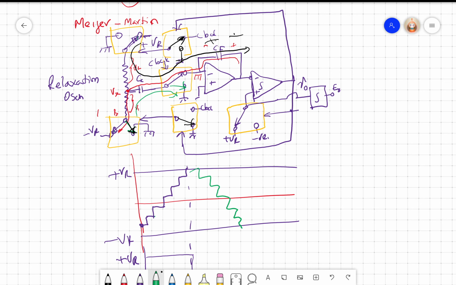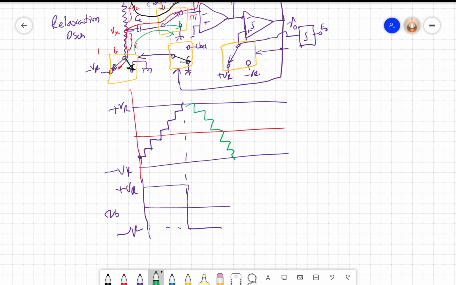What happens after it reaches minus VR? Once it reaches minus VR, the comparator will shift and it will go back to the same condition. So I will have steps again. So this keeps on happening. This will keep on oscillating like this. Now I call this T1 and this T2, right?